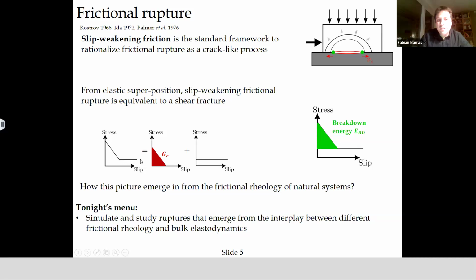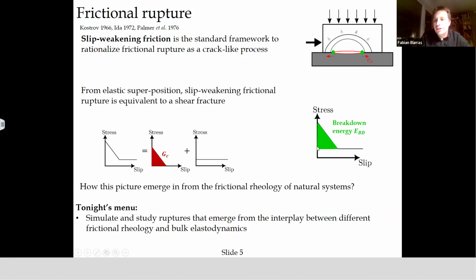And then if this value stays constant during the rest of the propagation, you can use linear superposition. That's all the interest of assuming a linear elastic material. So you can decompose this problem into a problem where you have just an interface that slides at this residual frictional value, and a fracture mechanics problem where you have, again, this well-defined fracture energy. Using this, you can see that a rupture simulated or studied with a slip weakening friction is exactly equivalent to a shear crack in a shear fracture problem.